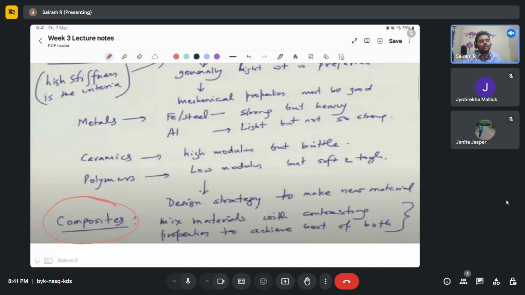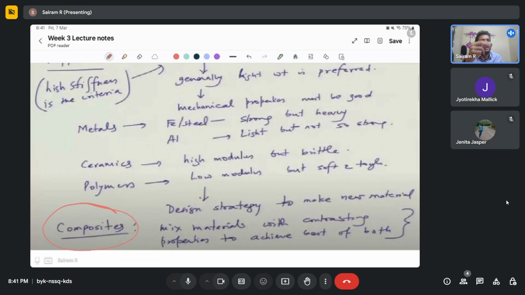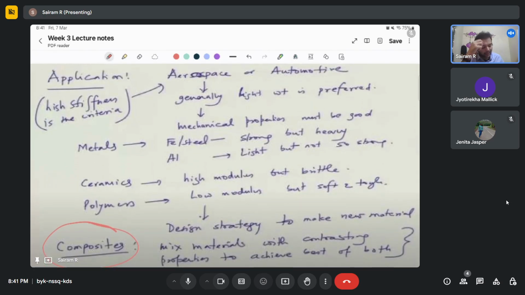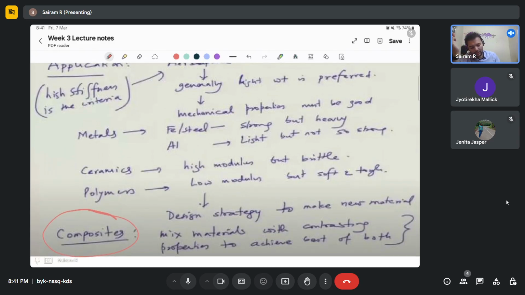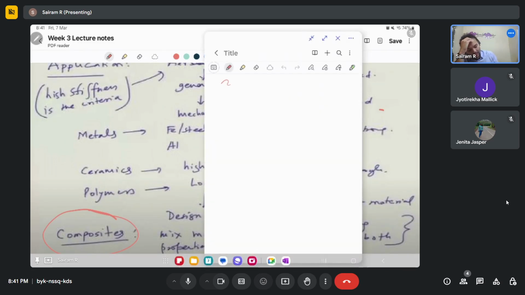So we can strategize and design composite materials to make new materials which have properties that are suitable and very good in the specific properties that we need for the desired application. Say, for example, in the very first class we were discussing, let's take the case of, I'll just create a new note, let's say we'll just take the case of the Titanic, which is a ship.